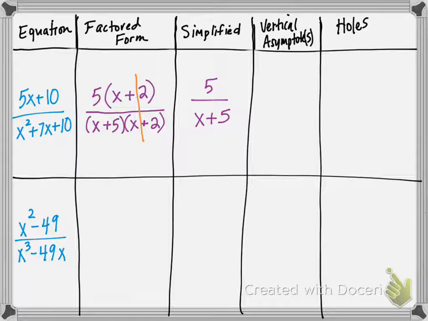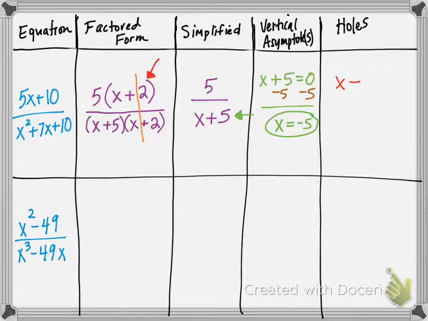So my vertical asymptotes, what I have to do is set the denominator equal to 0 because we cannot divide by 0. And that would give me my vertical asymptote. So if I subtract 5 from both sides, I get x is equal to negative 5. So to find the hole or holes, if there is any, you're going to look at the factor that got crossed out and you're going to set that equal to 0. So when I subtract 2 from both sides, I get x is equal to negative 2.